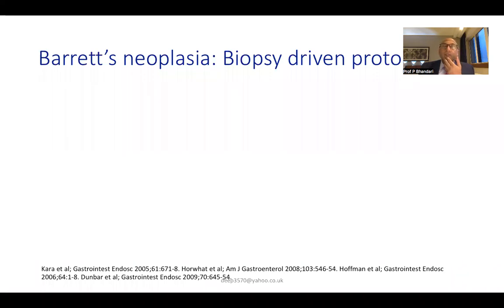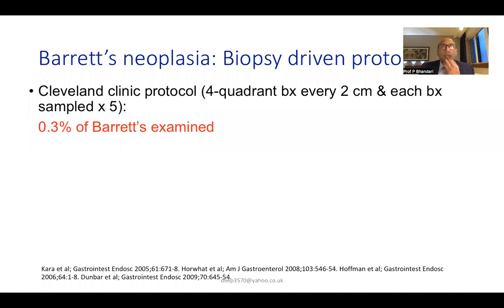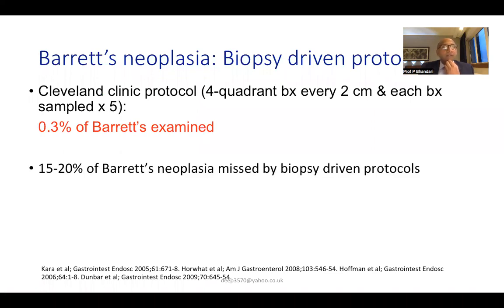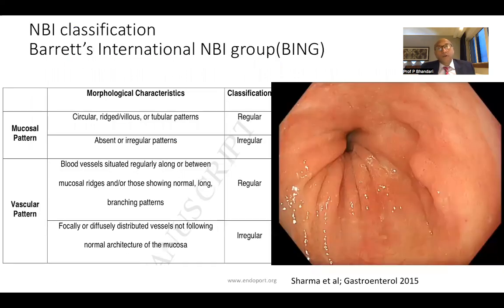Coming to Barrett's, it is a very biopsy-driven protocol. And despite taking biopsies, we're sampling a very small amount of Barrett's, and that's why we're missing 15 to 20% of Barrett's neoplasia. And too many biopsies are required. Doctors don't take all the biopsies as dictated by the protocol. So we need to move on to imaging.